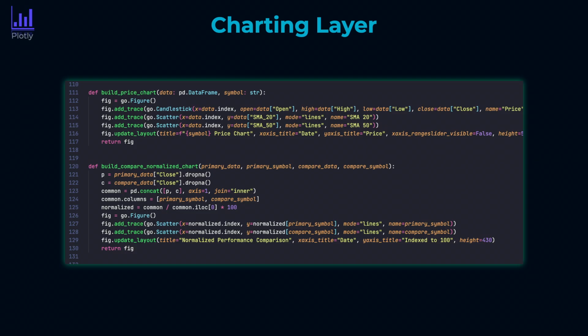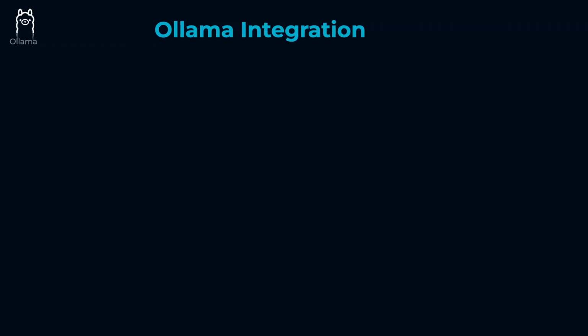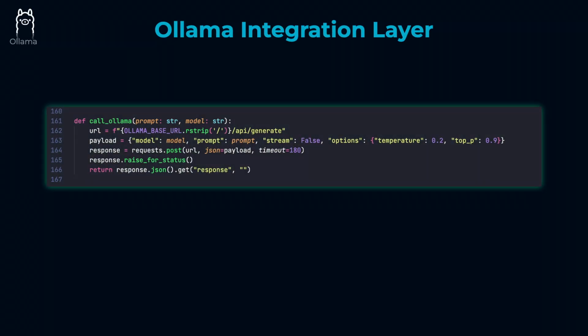The sixth component is the Ollama integration layer, where this layer connects the app to the local LLM. If you look at the code example, you will see we have defined what model to use and what our Ollama endpoint is to process our request. This means the AI analysis runs locally through Ollama.